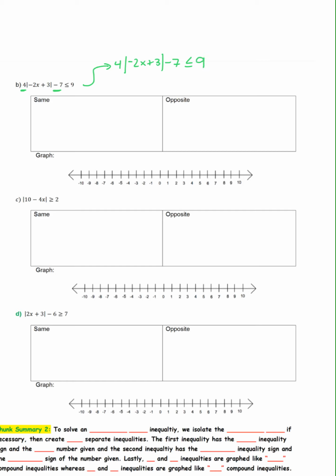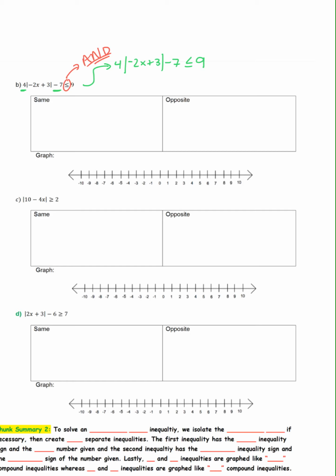Ooh, let's ask this question. Is this going to be an and or an or? Again, I see less than, so this is going to be an and statement. So our arrows are going to overlap. Okay. Now let's go back to our problem.